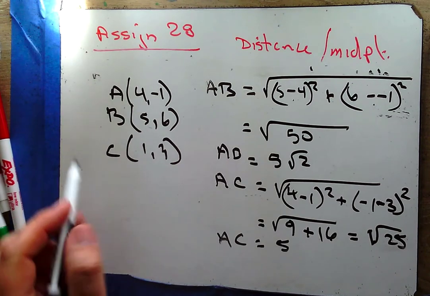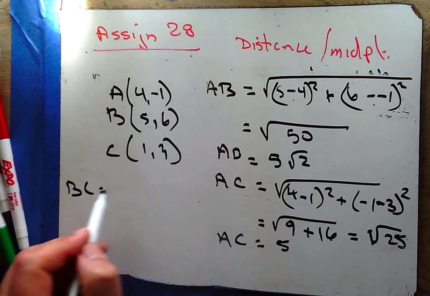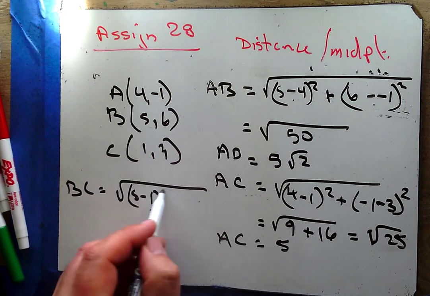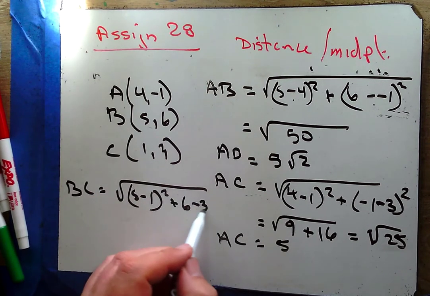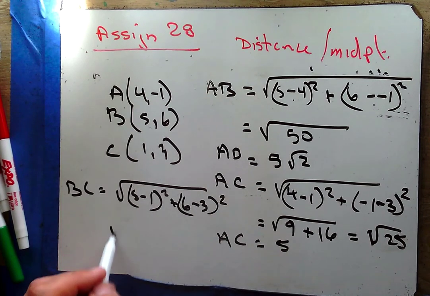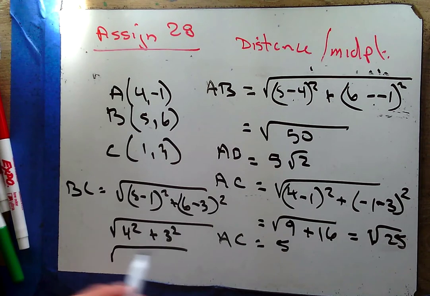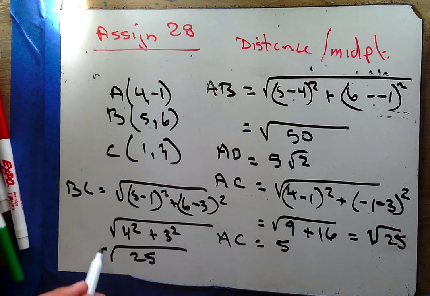And then finally, I need to find BC. So Pythagorean theorem again: 5 minus 1 squared plus 6 minus 3 squared. And I end up with 4 squared plus 3 squared. That's the square root of 25. So BC is 5.